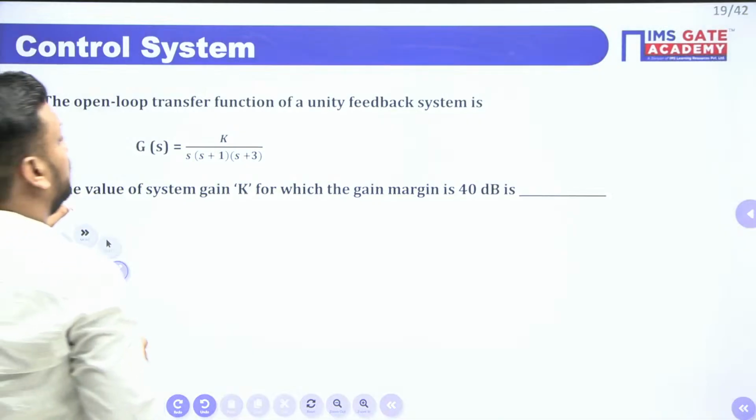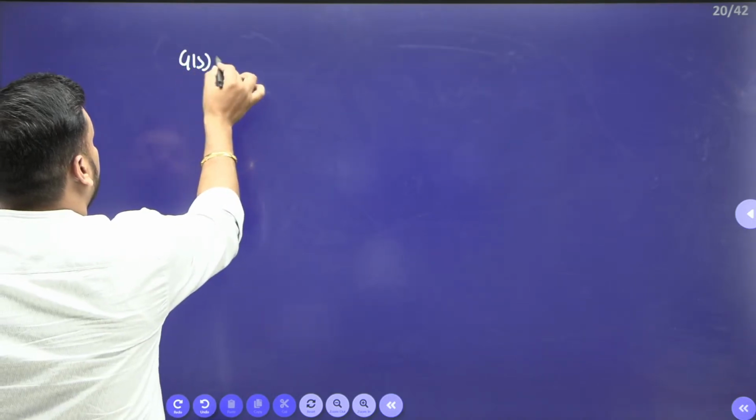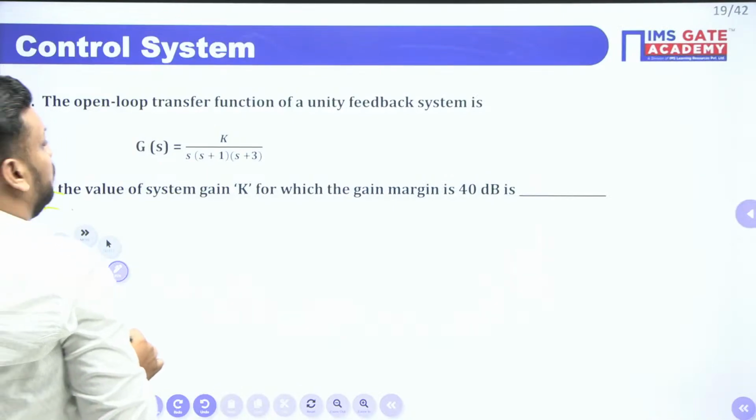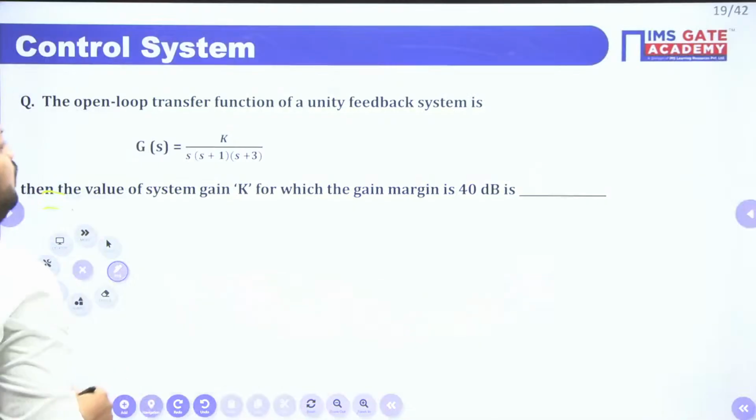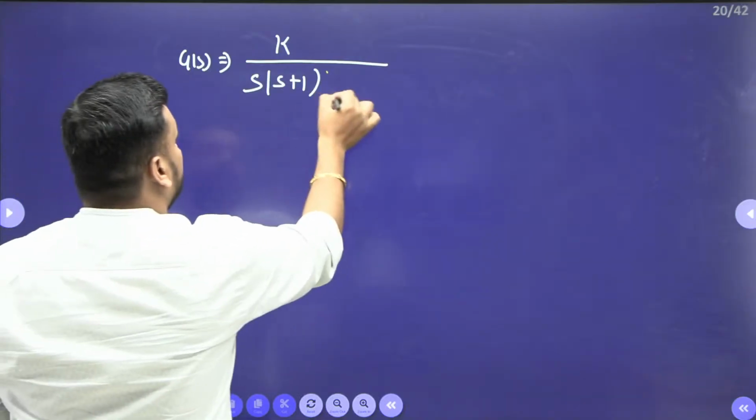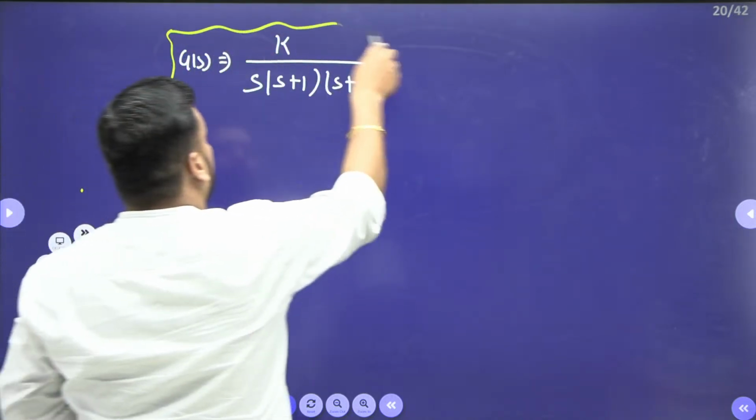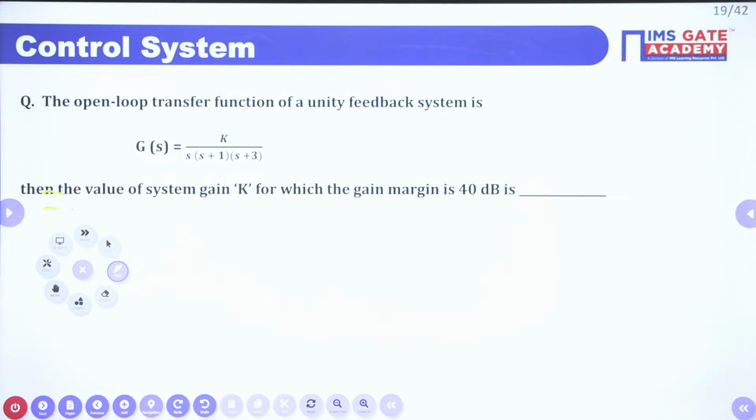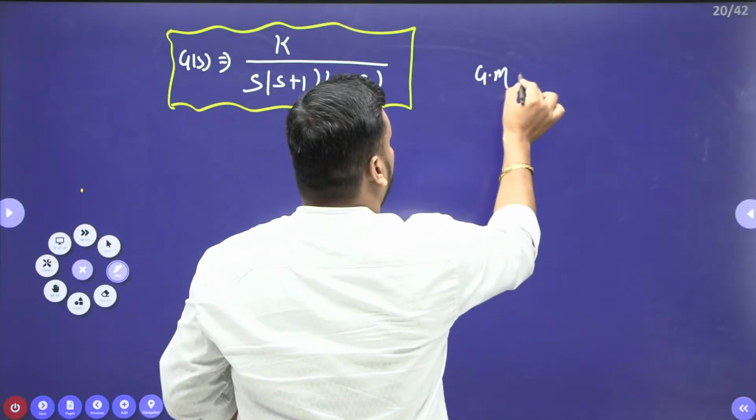What is the question? The question is: K into G(s) equal to K upon S into (S plus 1) into (S plus 3). You need to tell me, guys, the value of the system gain K for which the gain margin is 40 dB. Gain margin is 40 dB.